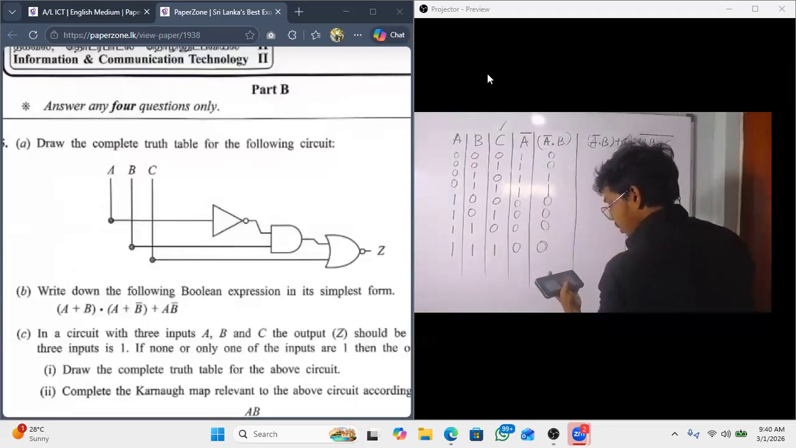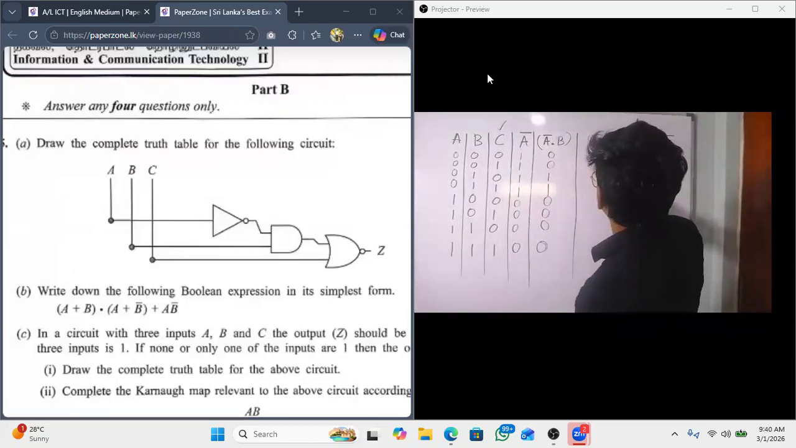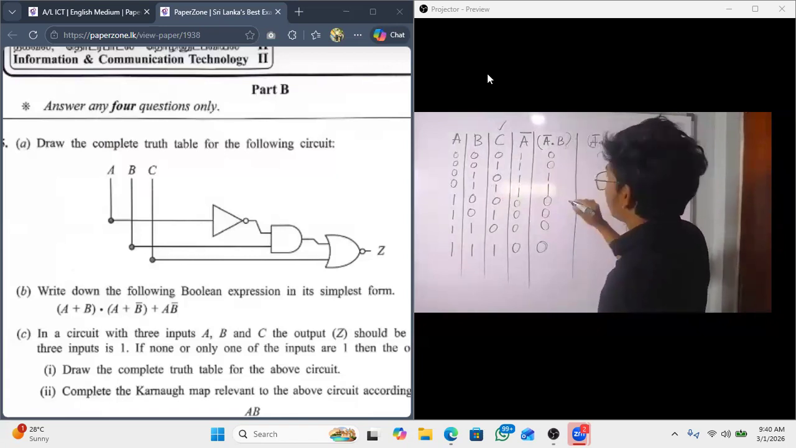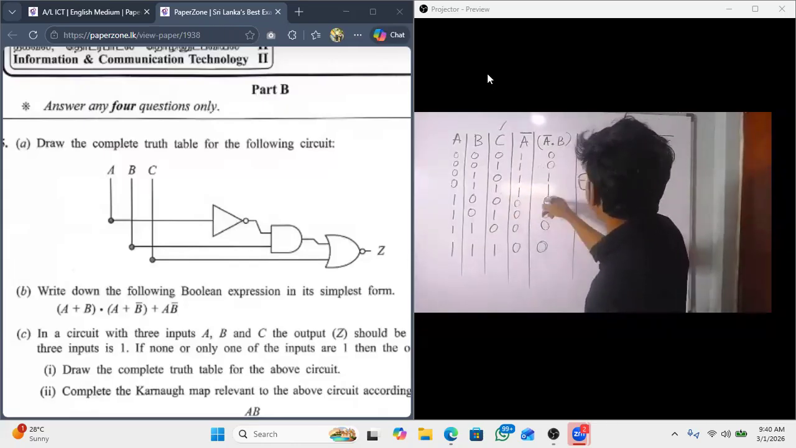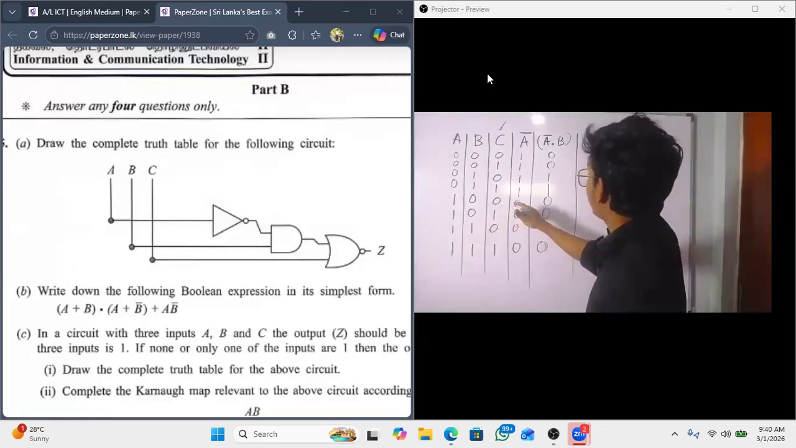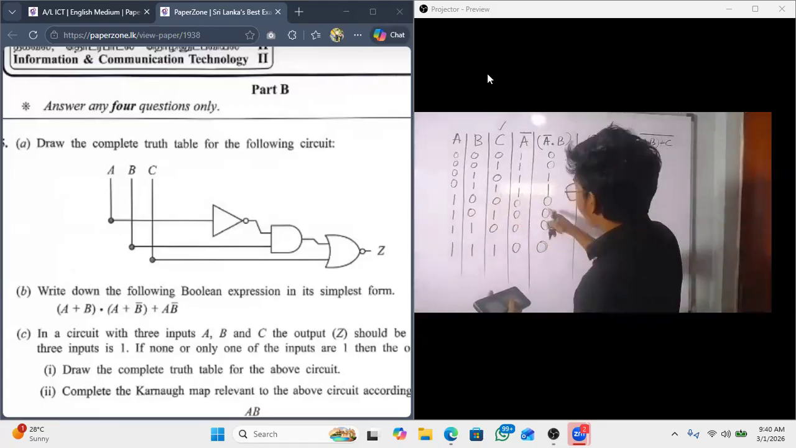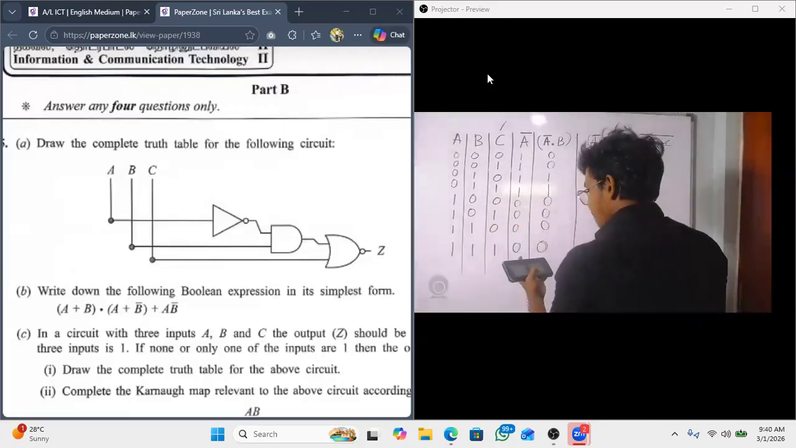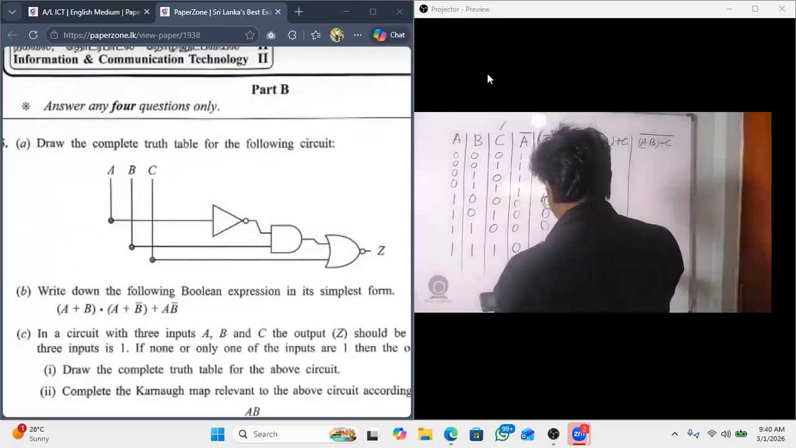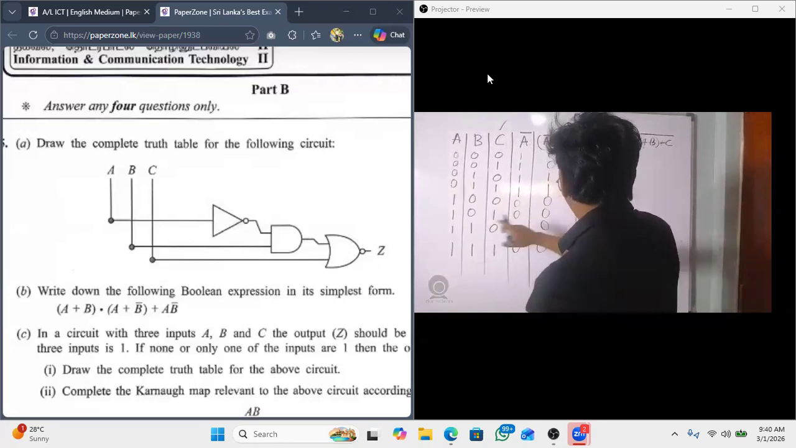Let's remake this column now. So you have this column, you have the C column, you have to add. 0 plus 0, 0. 1 plus 0, 1. 0 plus 1, 1. 1 plus 1, 1. What else? 0 plus 0, 0. And 1. 1 into 1 plus 0 plus 1 plus 0, 1.